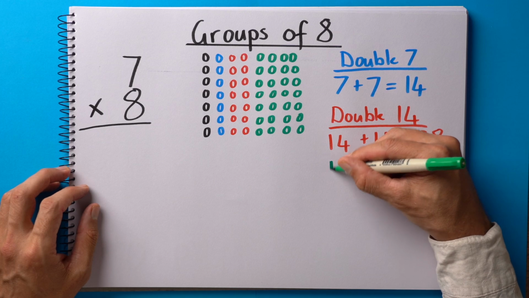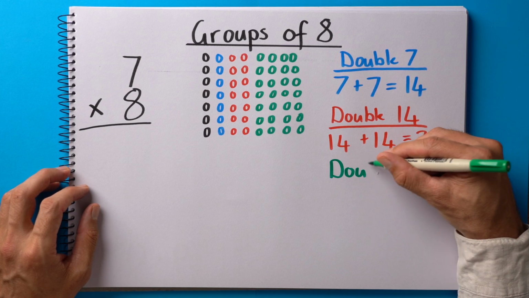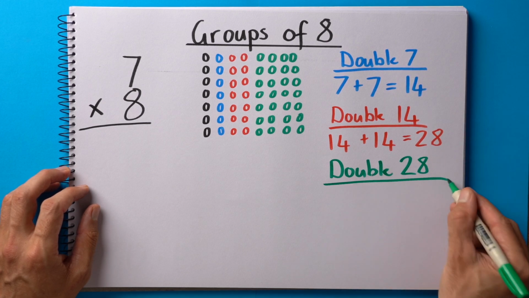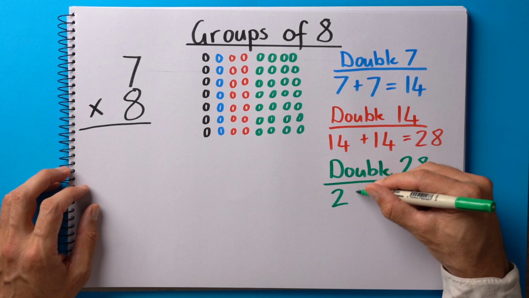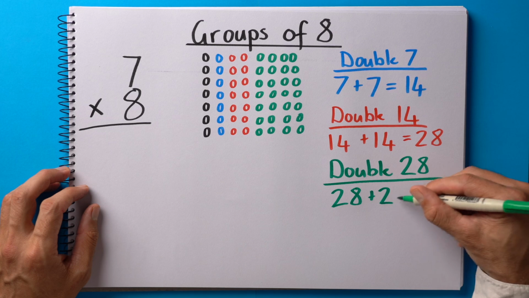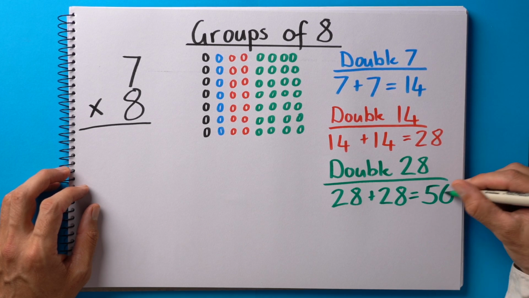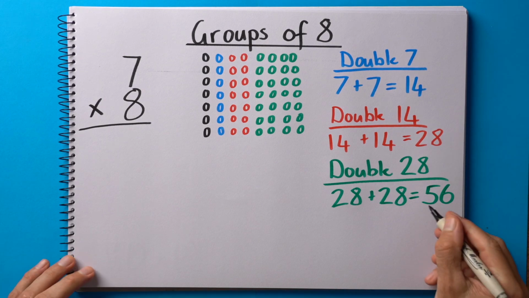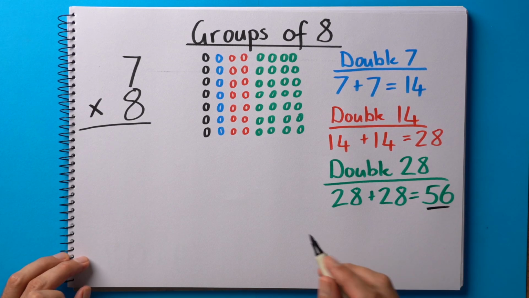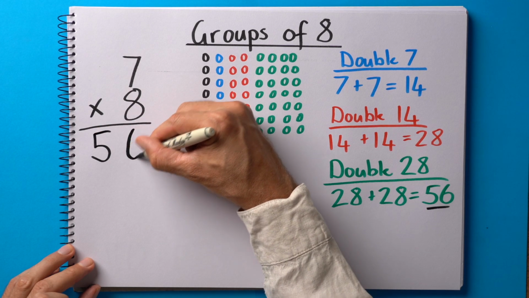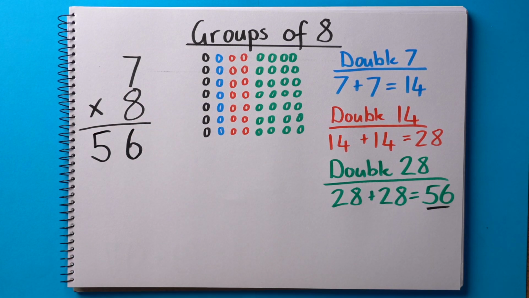And the last step in the groups of 8 strategy is to double it one more time. Double 28. When I double 28, I have 28 and another 28, which is going to be the same as 56. 56 is my final answer, so I can write it here. 7 groups of 8 is 56.